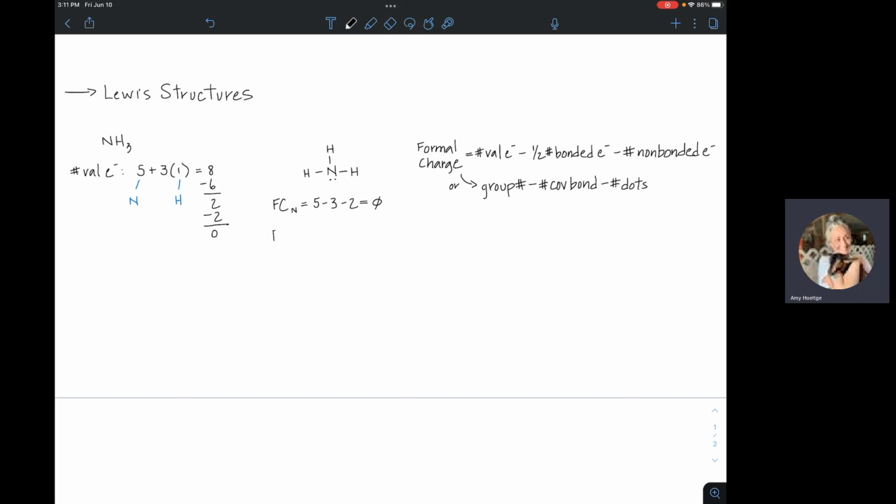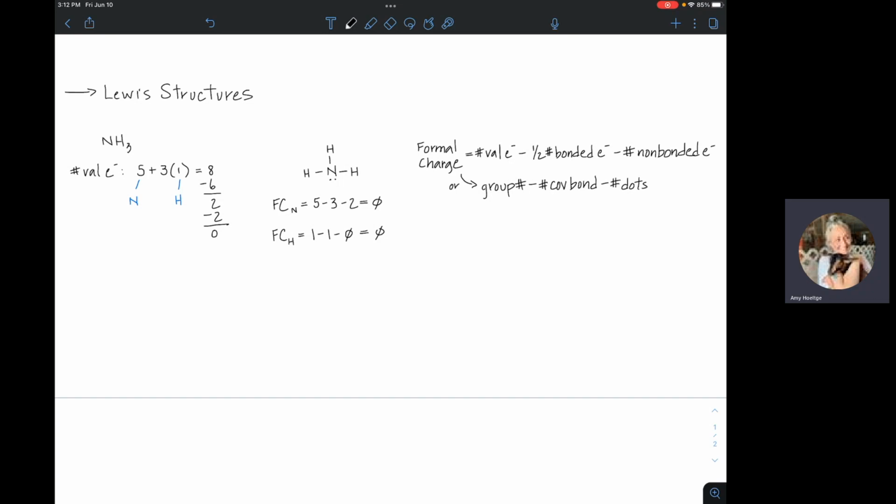Each of those hydrogens is the same. So we only have to do one calculation. 1 valence electron. Each hydrogen has 1 covalent bond and 0 non-bonded electrons, or 0 dots. So there's no formal charge on the hydrogen. And so we have a valid Lewis structure. We have minimized the formal charges.